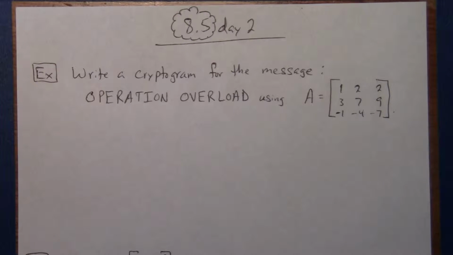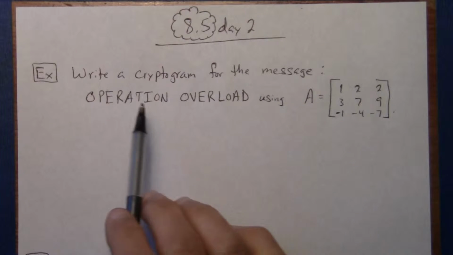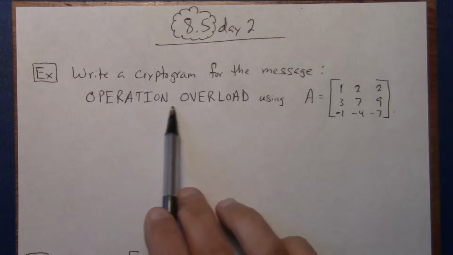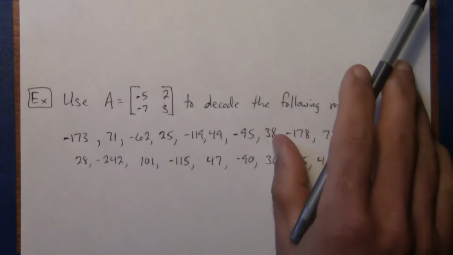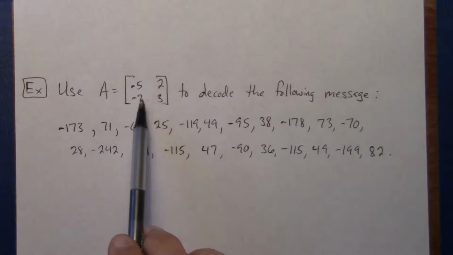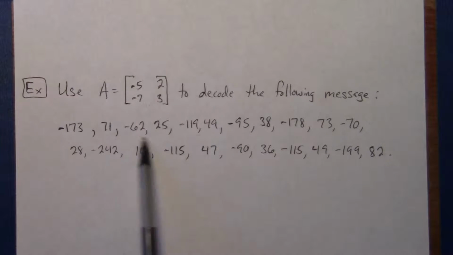Alright, your homework for 8.5 day 2 requires you to do a lot of either putting things into code or taking things out of code, so I'll do one of each. We're going to ask you to write a cryptogram or a coded message for the message Operation Overload using this particular matrix as your coding matrix. And then the other one is using this matrix as your coding matrix. They're going to ask you to decode and figure out what this message actually says.